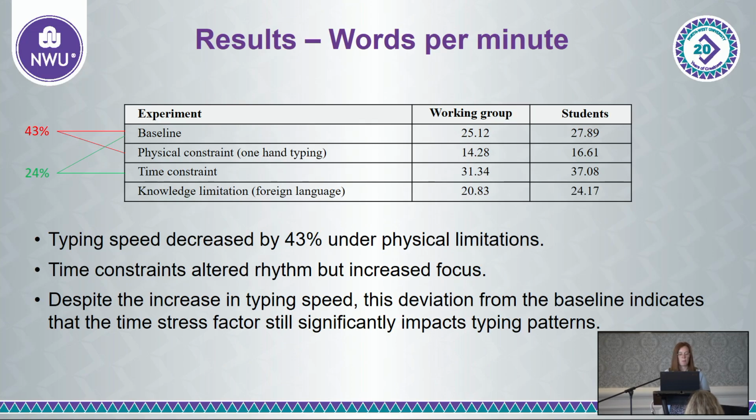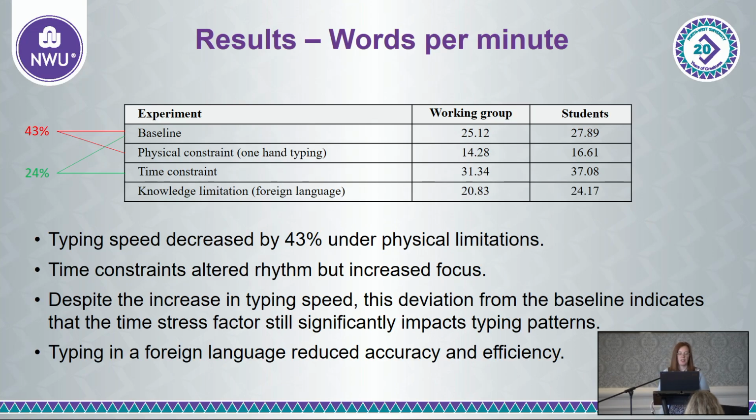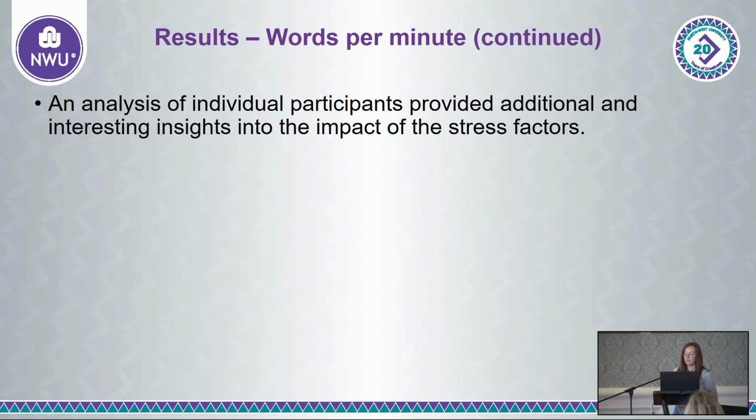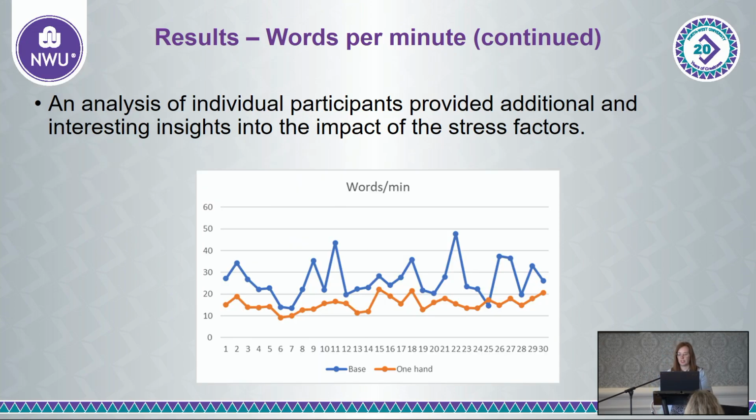And then the last one is the typing in the knowledge constraint. There is a 17% decrease. Even though it's in a different language, they still get to use both their hands, so it's not as much of a decrease, but it is a significant decrease, enough to alter your typing pattern. If we just continue, we analyze the individual participants as a whole, which provides additional insights, and not just per group. So this is per individual participant, you can see that participant 26, wrong button.